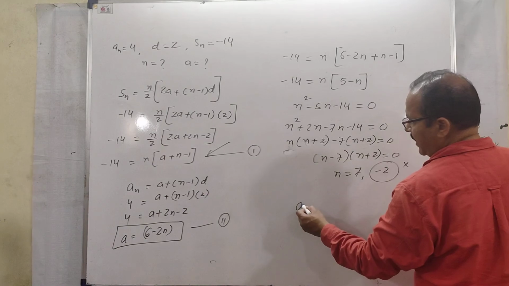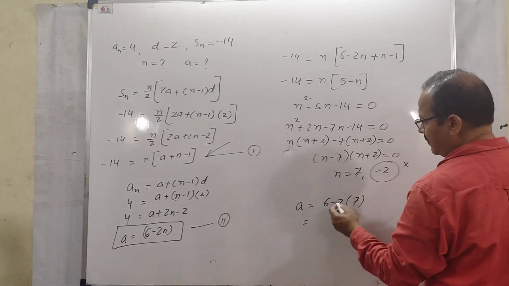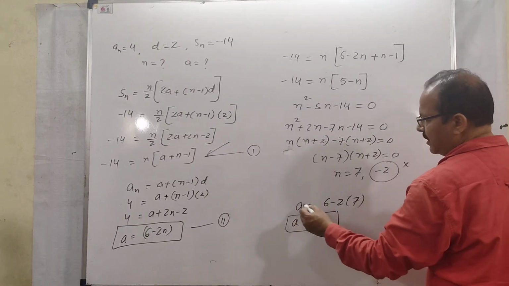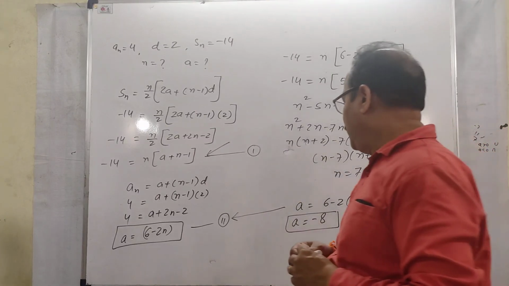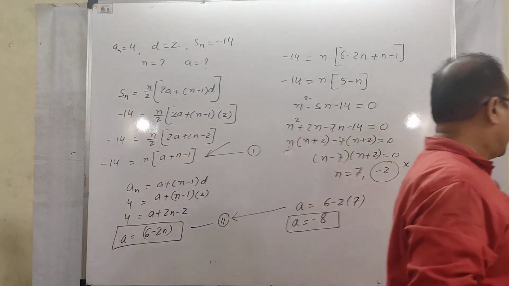Now when n is 7, the value of a will be -8. इस इक्वेशन में n की वैल्यू को पुट कर दिया, तो हमें a की वैल्यू मिल गई. तो इस तरह से हम n और a की वैल्यू निकाल सकते हैं.